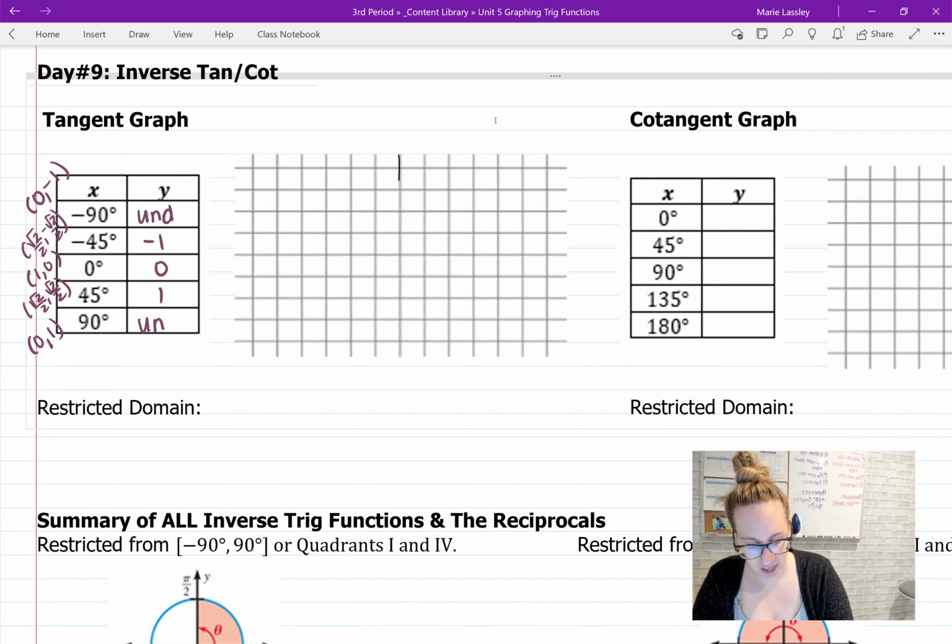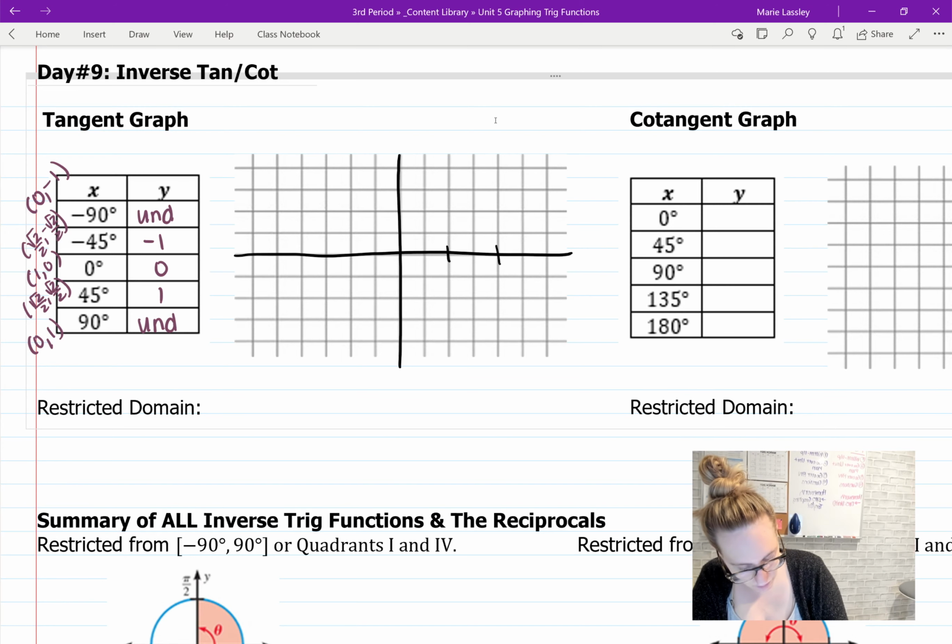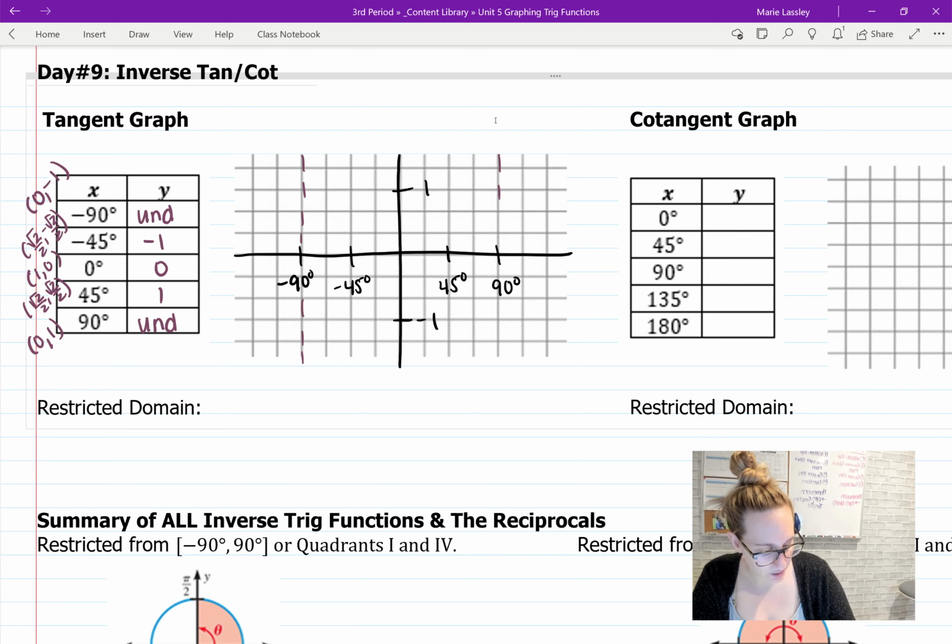So if we're sketching our tangent graph using these points, we have -1 and 1 on the y-axis so we can see it a little bit better. We have -90, -45, +45, and +90. Sketching in our graph, we're going to add in our asymptotes. So this is one period of tangent.